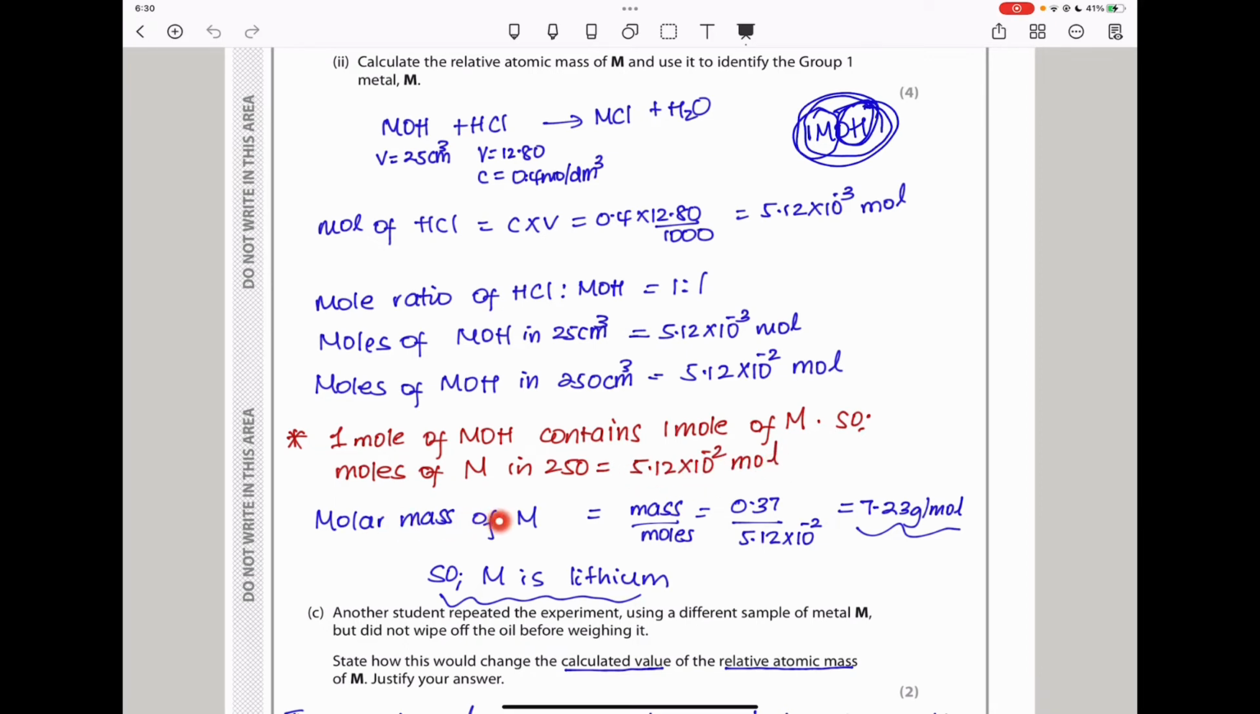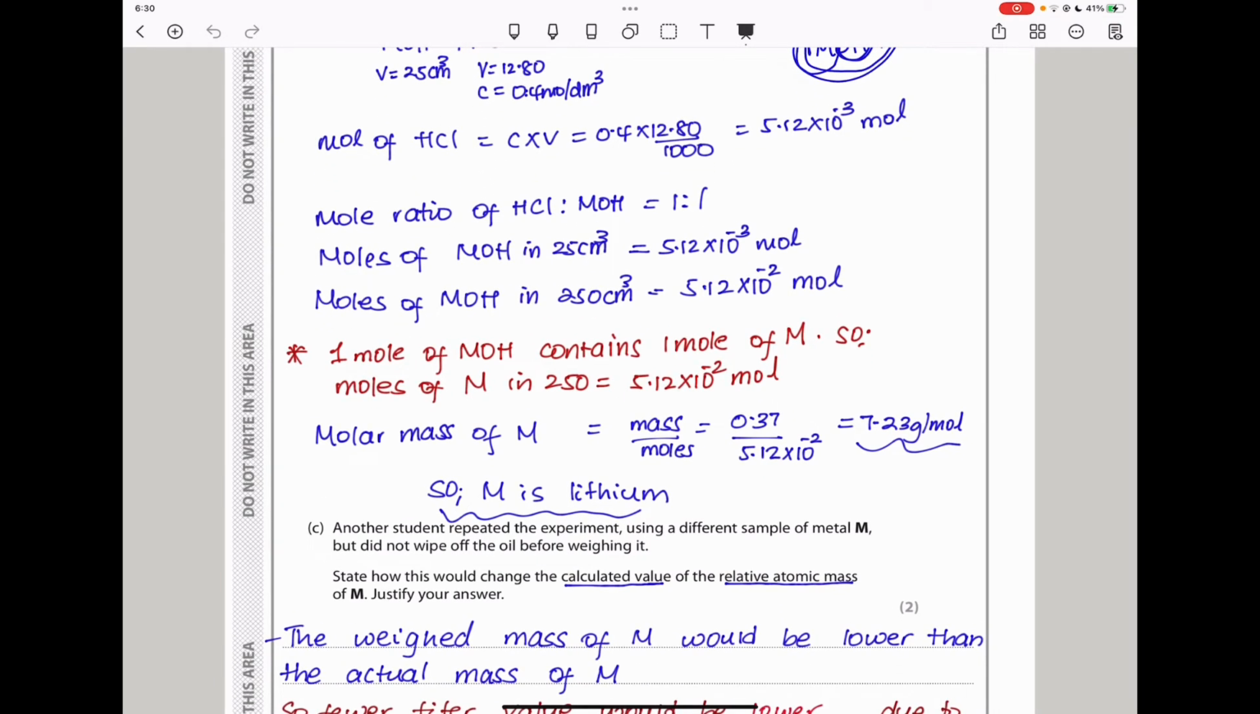Now, to find the molar mass, it should be mass divided by number of moles, which is the weighed mass divided by the number of moles, and the answer comes out as 7.23 gram per mole as the molar mass. So from the estimation and looking at the periodic table, M should be lithium.